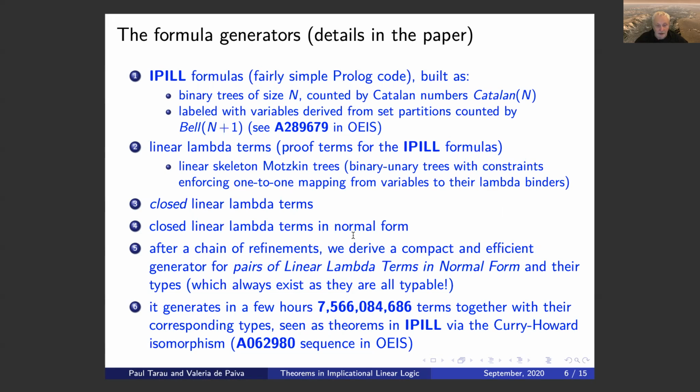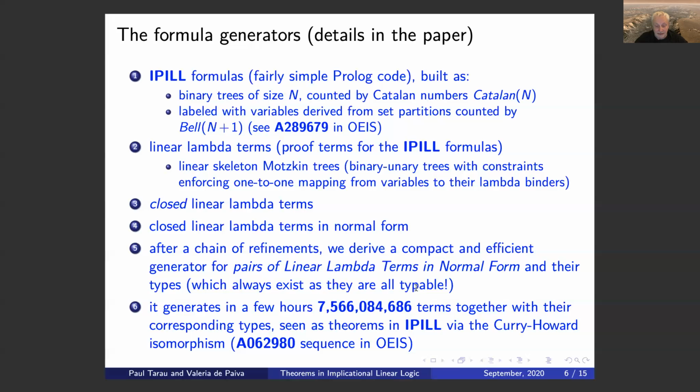And then we focus on terms in normal form. So normal forms cannot be reduced with beta reduction anymore. There are no lambdas on the left branches of applications for them. So after a chain of refinements, we derive a compact and efficient generator for those pairs made of a linear lambda term in normal form and its type, which always exists, as all those terms are typable.